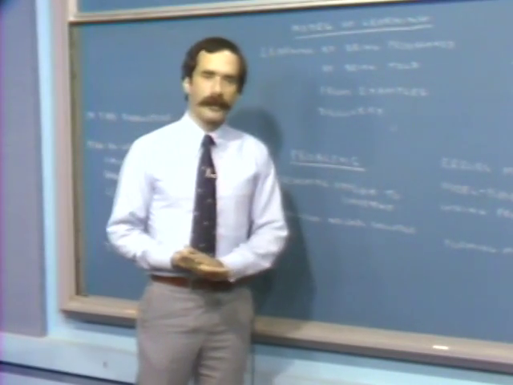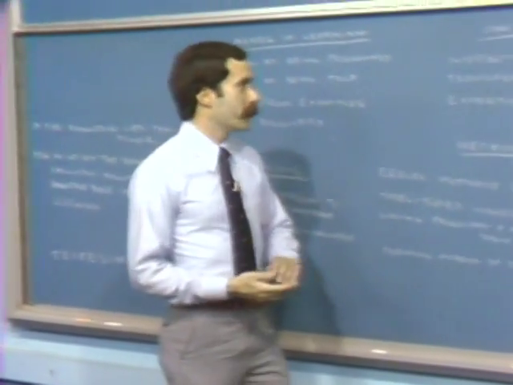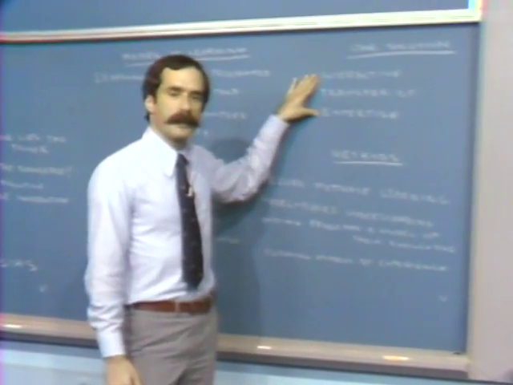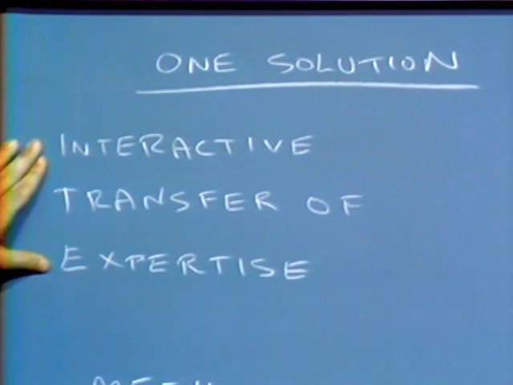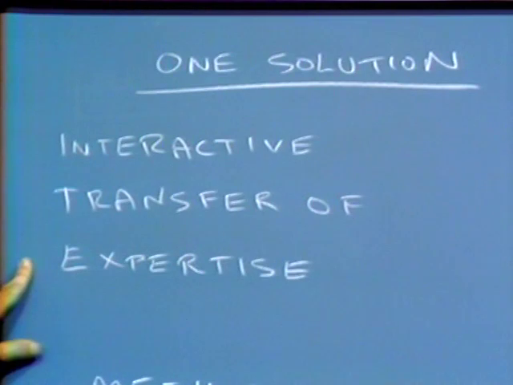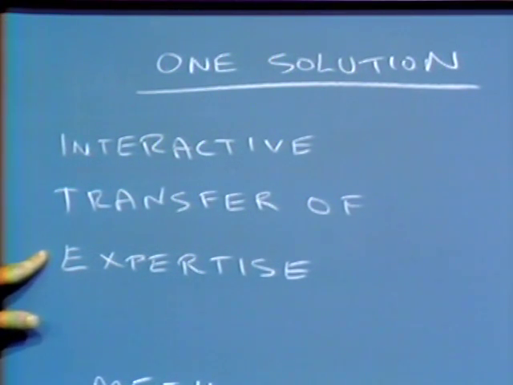What are we going to do? What's the solution? Well, the main idea that TEIRESIAS works on is suggested here. It's this notion of interactive transfer of expertise. What do we mean by that? Well, it's quite a mouthful, so let's try breaking down the phrase. First of all, we're talking about expertise, because that's, after all, the name of the game here. What we're after is the knowledge that's in the head of the expert.